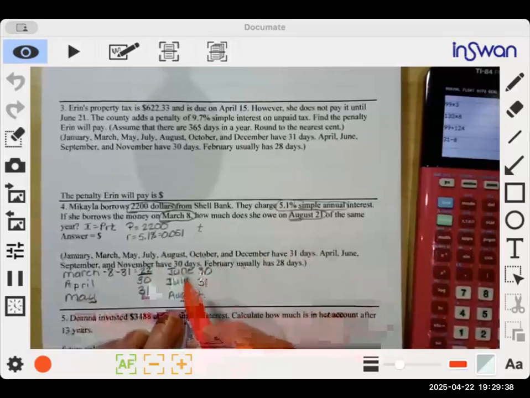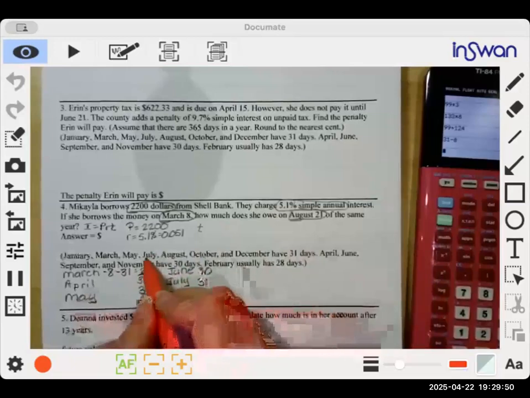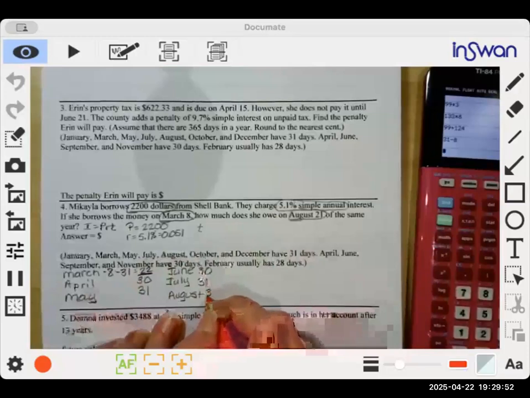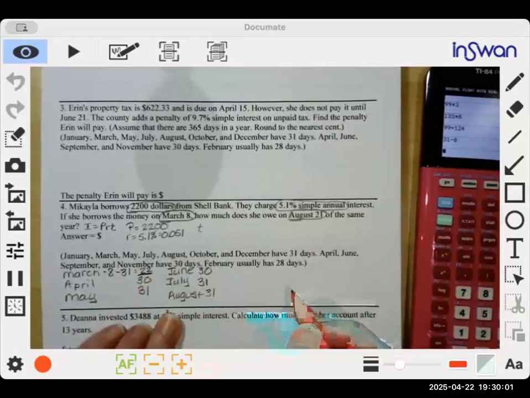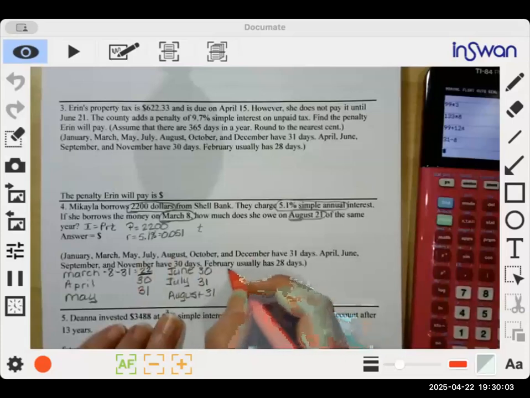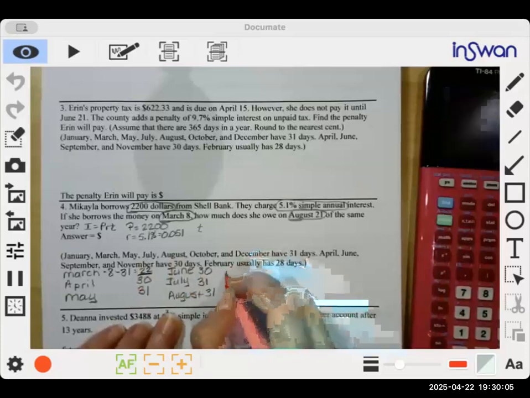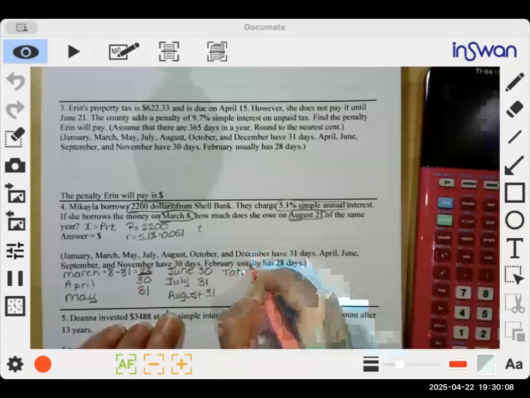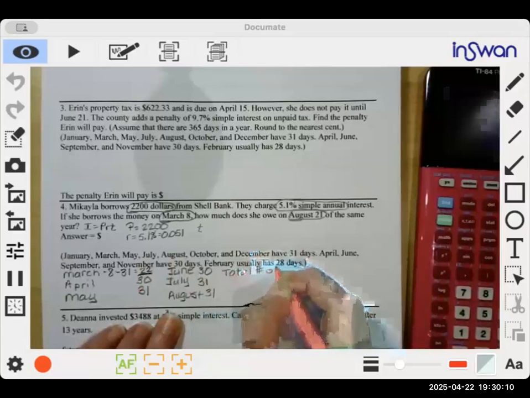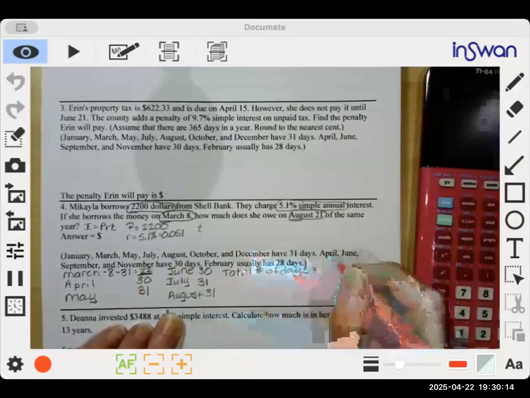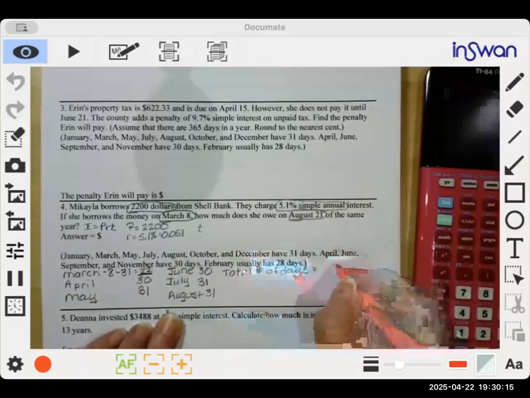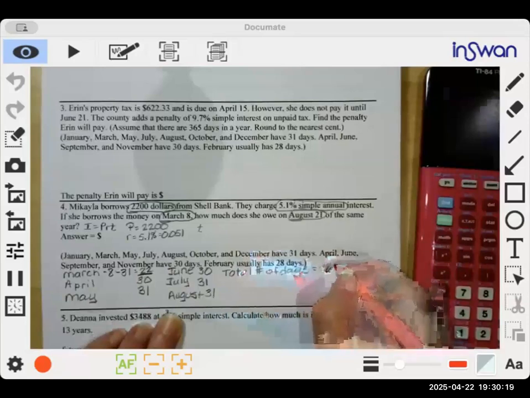August is also 31. July and August are both 31. So now if I add up the total number of days here, the total number of days equals 165.